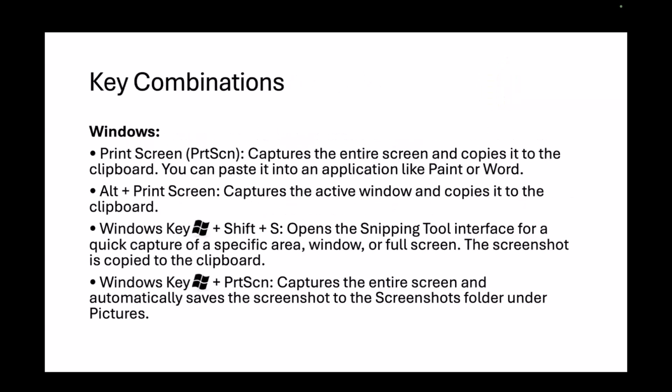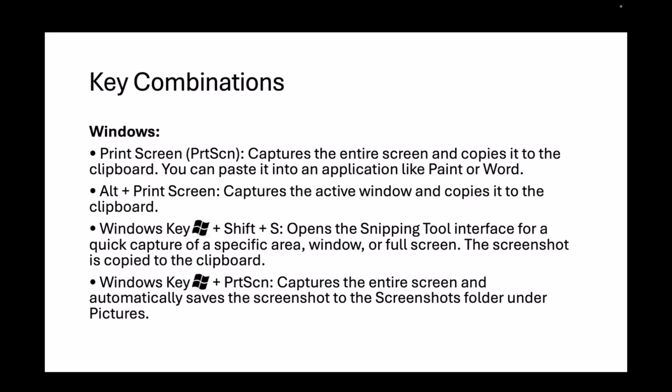In Windows, the key combinations are: for Print Screen, you hit the Print Screen key and it captures the entire screen and copies it to the clipboard. You can then paste it into an application like Paint or Word. You also can use Alt plus Print Screen. It captures the active window and copies it to the clipboard.